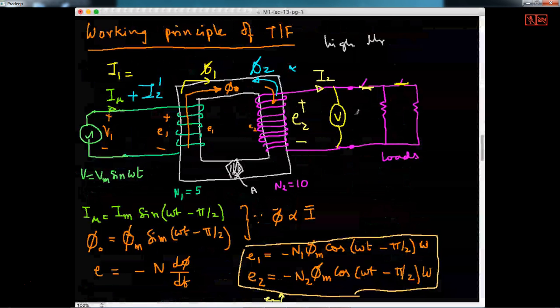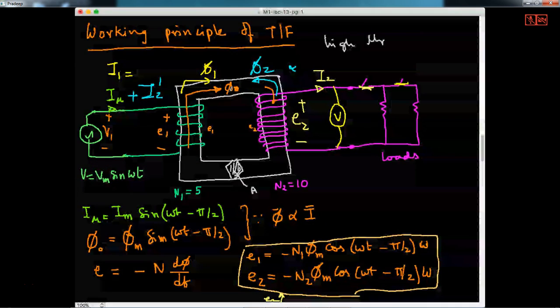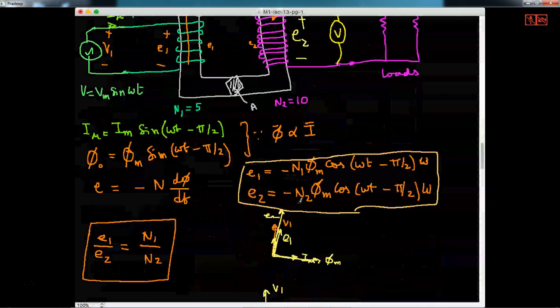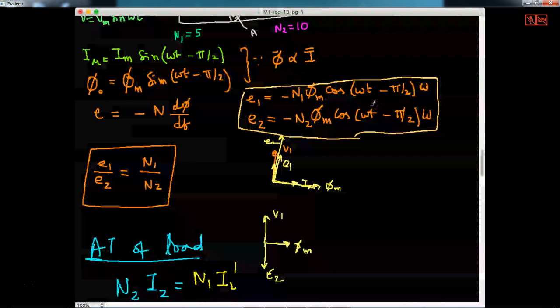When I apply the voltage, there is an initial current and a flux phi. This phi naught flux is inducing an EMF E, which is given as N d phi by dt. If I substitute the sine omega t and everything, I get E1 and E2 in this form. So E1 and E2 will be proportional to N1 by N2. That is what we are able to prove here.